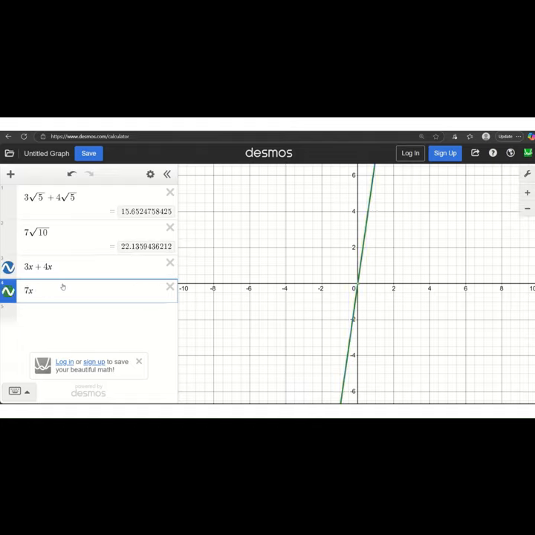Now I can see that because when I graph them, I am getting the same line. 3x plus 4x, when I graph that, is giving me the same line as 7x.